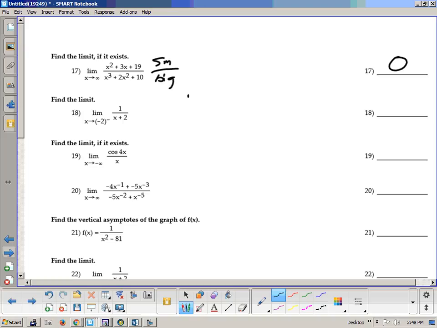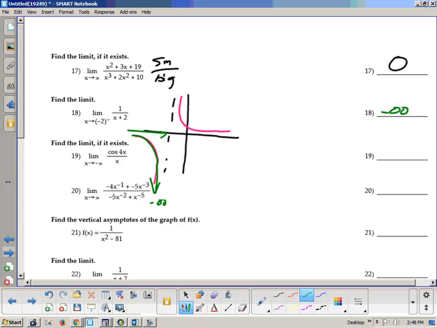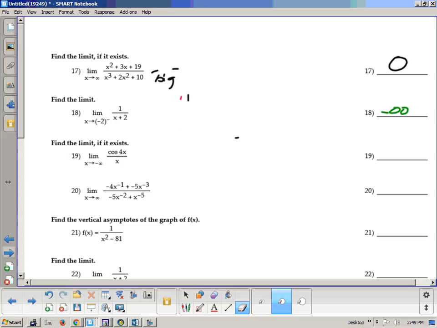You have a graph, asymptotes at -2. Hopefully you know it looks like this and this. As we approach -2 from the left, the graph goes down to -infinity. Okay, working on question number 19.